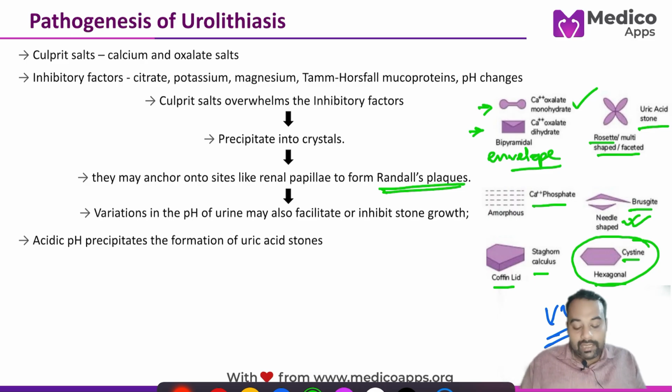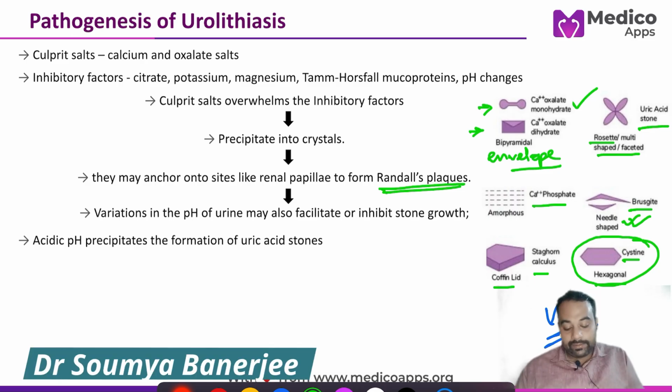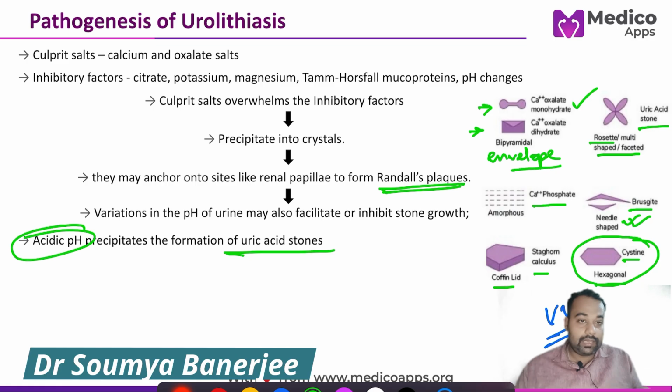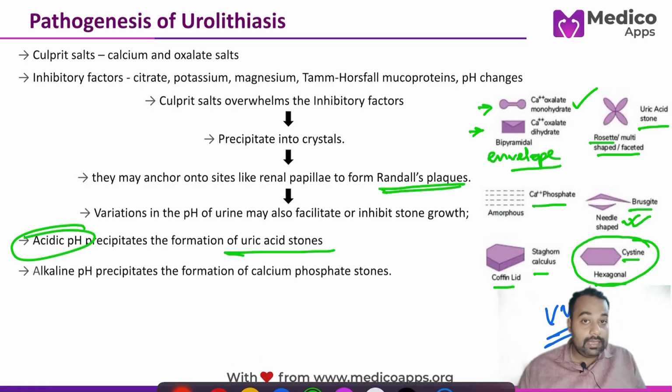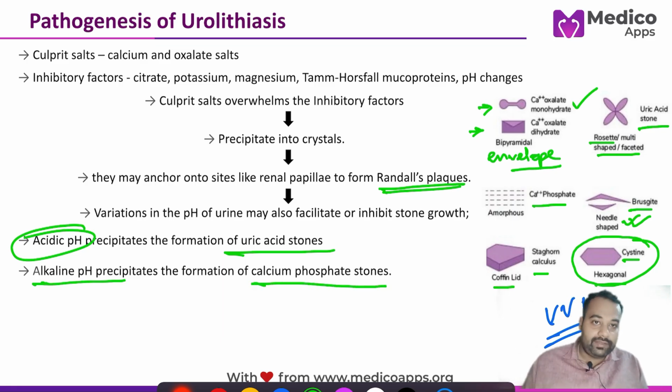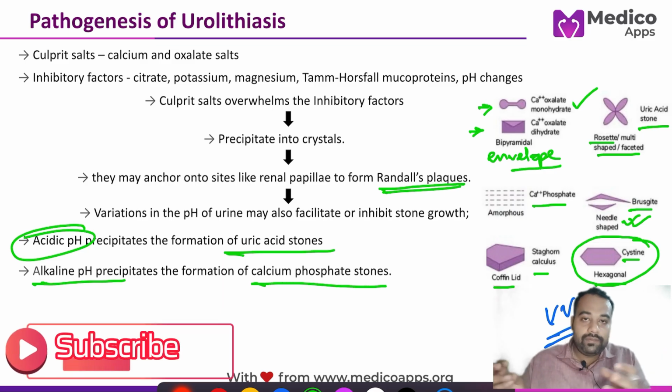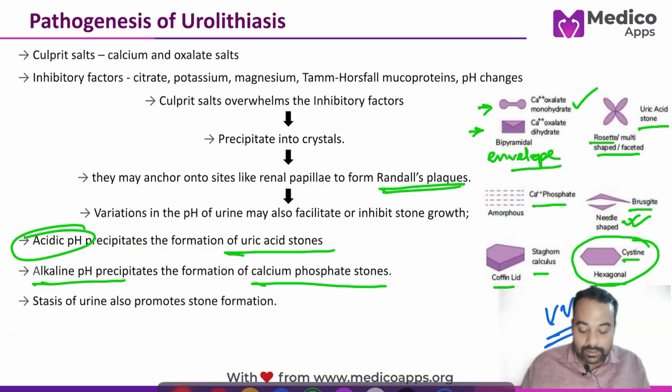Like your acidic pH basically precipitates the formation of uric acid stones, while your alkaline pH basically precipitates the formation of calcium phosphate stones. Okay, so there is a difference of pH. Different pH basically precipitates different types of stones in that case.